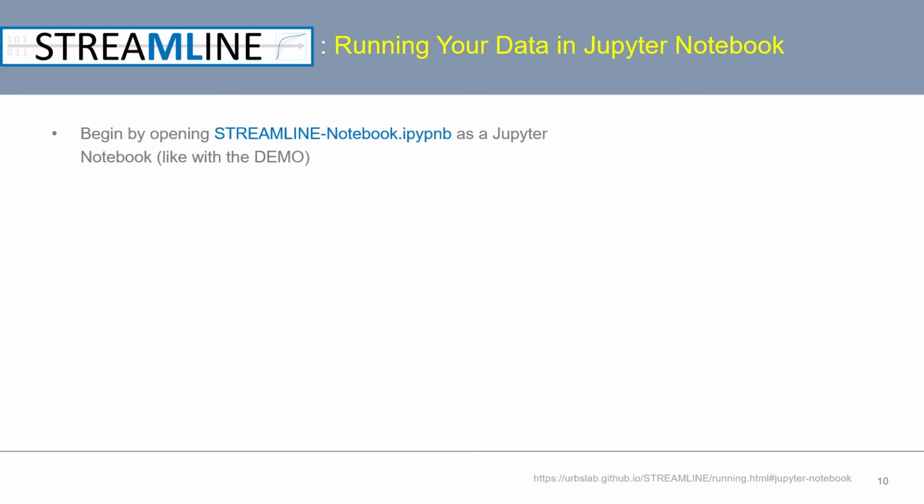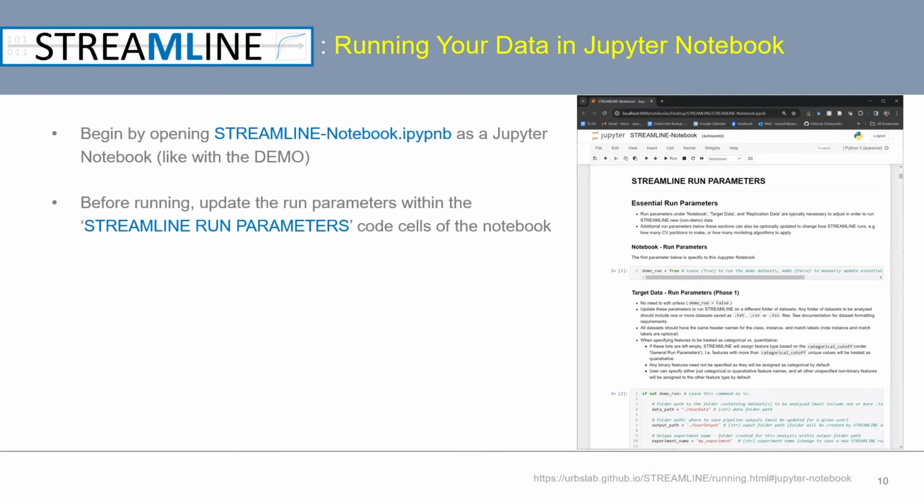Instead, if you want to run your own data in this Jupyter Notebook, begin by opening that same Jupyter Notebook file as we did in the demo. But this time, before running, you'll need to update the run parameters within the STREAMLINE run parameters code cells of the notebook. At minimum, you'll need to update the parameter demo run to false, telling the notebook not to run STREAMLINE on the built-in demonstration datasets.